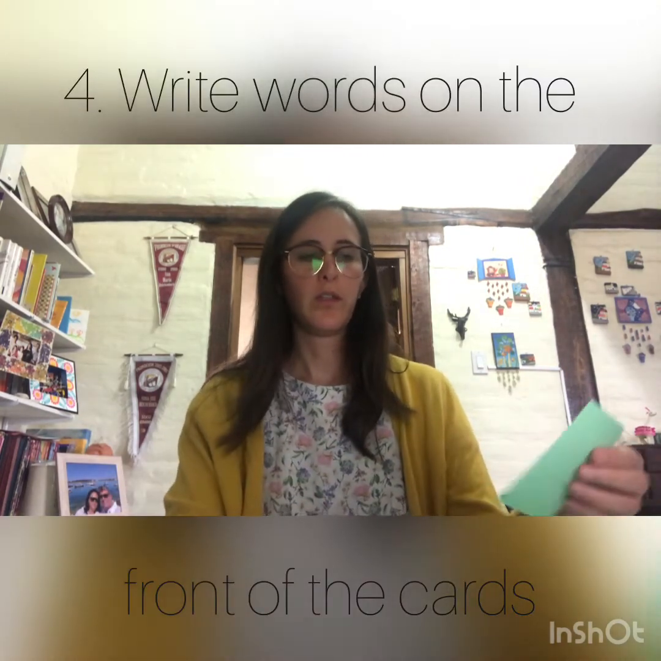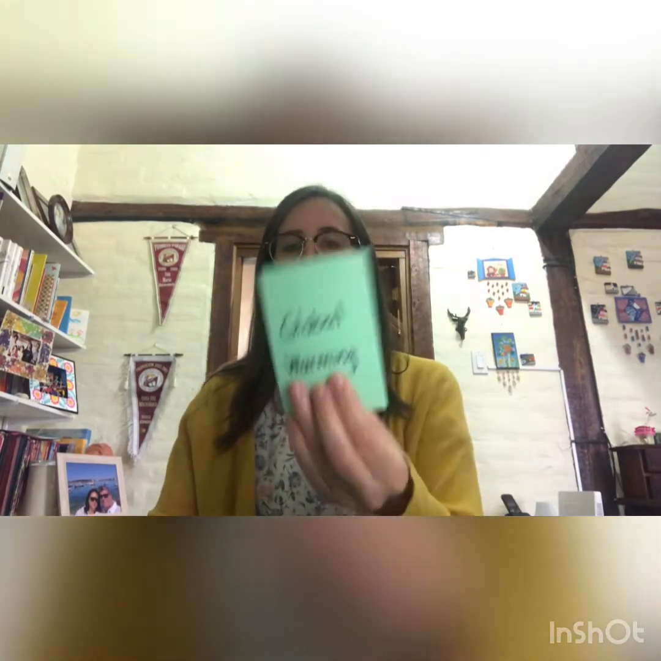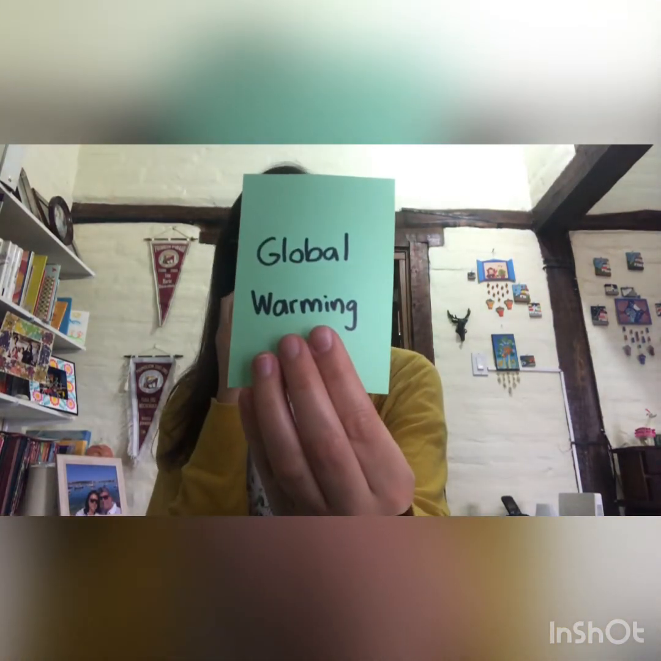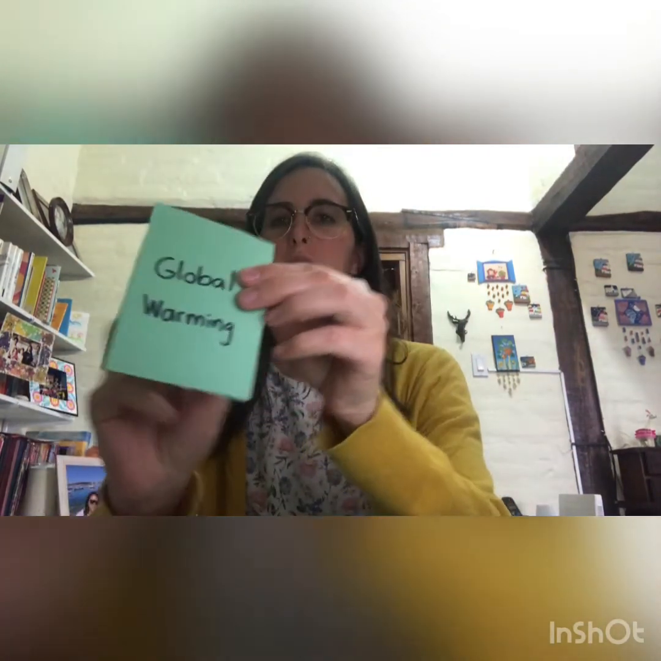words. So the first word on the list in this case was global warming. So we're gonna write global warming on the front. Okay, this is the front of the flashcard. And then in the back, we're gonna make a drawing to represent that word.